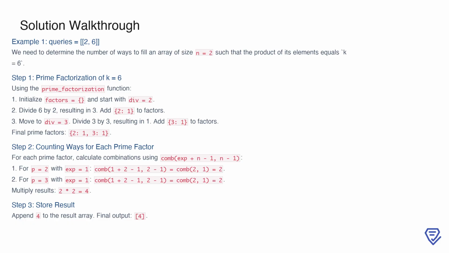Multiplying these results gives the total number of ways as 2 * 2 equals 4. We then store this result, appending 4 to the output array. Thus, the final output for this query is 4.